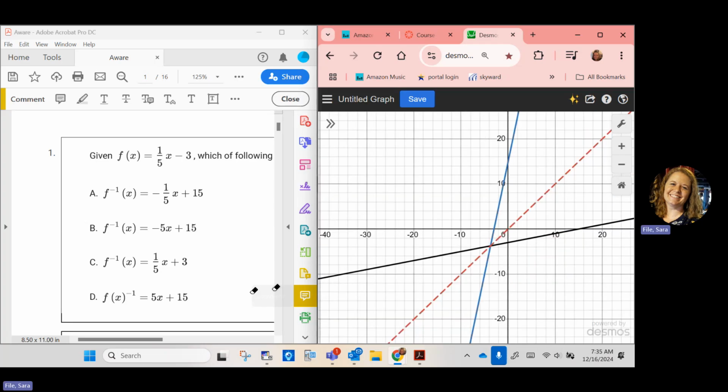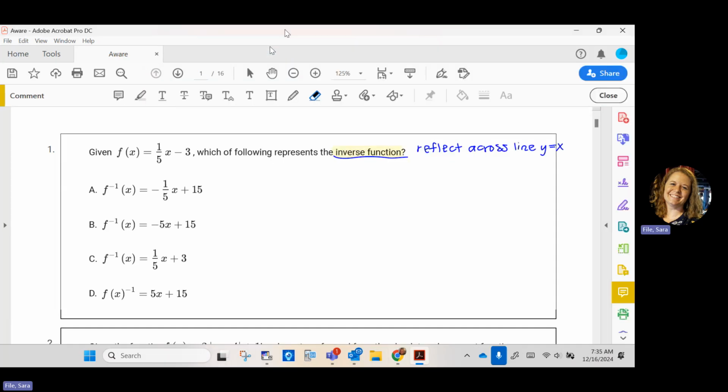That's the one. So it is a typo the way that that -1 is written here instead of in between the f and x. So I'll get that fixed in Aware. But the 5x plus 15 is the one that when graphed, it is a reflection from this black line to this blue line. If I folded it over the line y equals x, those would match up. So that's how you could check graphically for inverses. Inverses graphically reflect across the line y equals x. So we got D there.